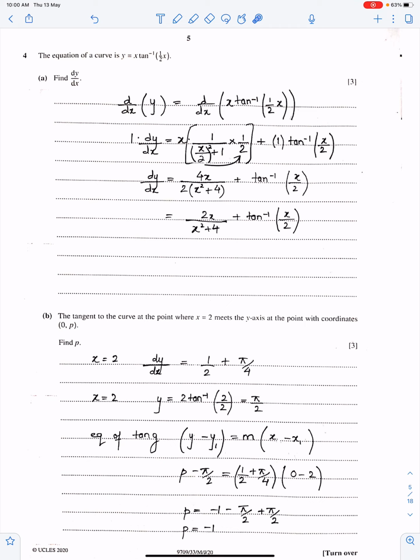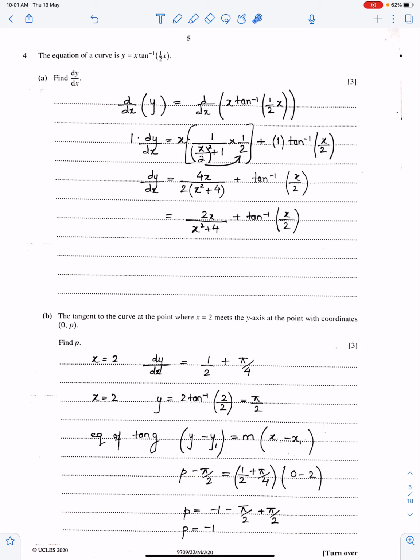See, tan inverse of half x will become 1 upon the square of this angle, x upon 2 whole square, plus 1, by the formula, and the differential of x upon 2 must be here. The differential of x upon 2 is 1 upon 2. So this is uv prime.